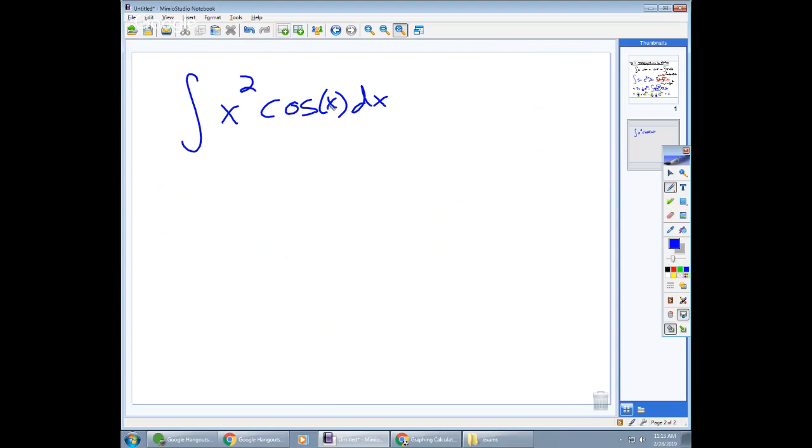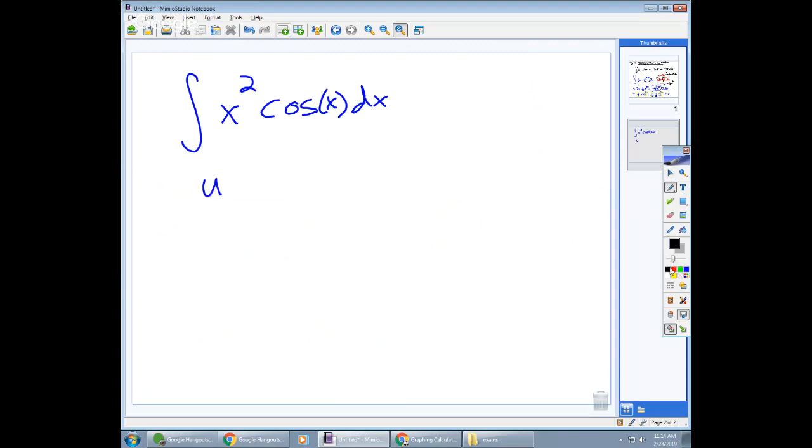So the u is something that's easy to differentiate, and the derivative should be better, easier than what you started with. And the dv that you choose should be something that integrates well and is usually better than what you started with, or no worse. So any suggestions on u and dv here? U should be x squared.